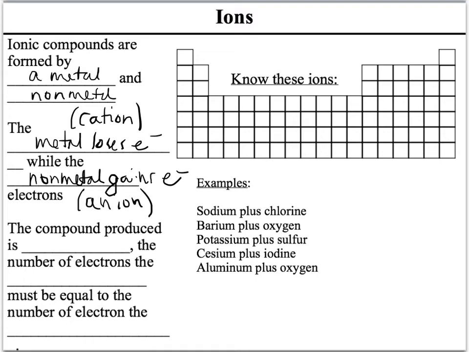And this next thing is really important. The compound that is produced is neutral. And the number of electrons that the cation loses has to be equal to the number of electrons that the anion gains.